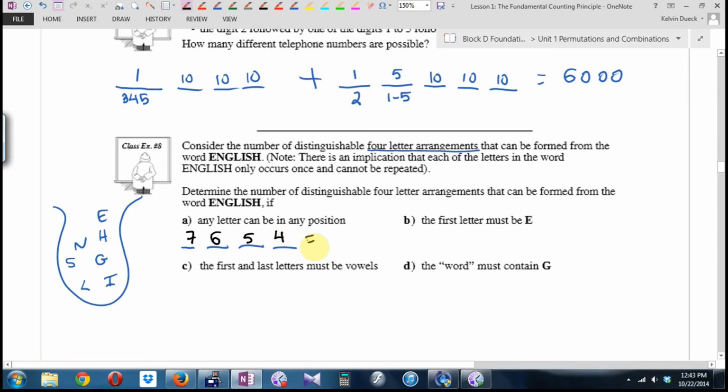Okay, if we have no restrictions and no conditions, from the word English, how many different unique 4-letter words can I form? 7 times 6 times 5 times 4. 7 times 6 is 42. 5 times 4 is 20. 840?